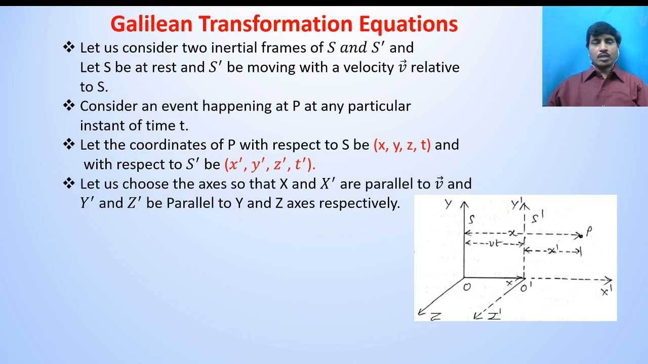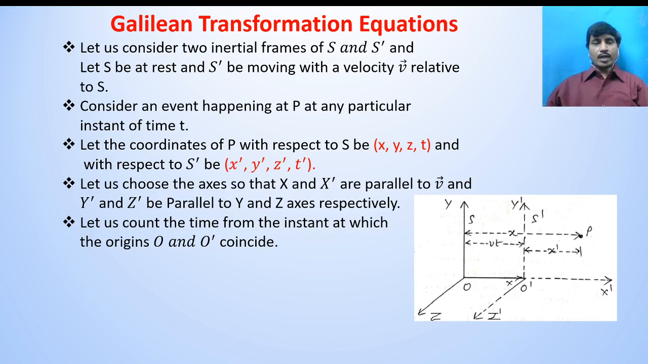Let us choose the axis so that x and x dash are parallel to v bar and y dash and z dash be parallel to y and z axis respectively. Let us count the time from the instant at which the origins O and O dash coincide. In the diagram shown, S and S dash be the two inertial frames of reference with origins O and O dash respectively. Initially, the origins O and O dash coincide.